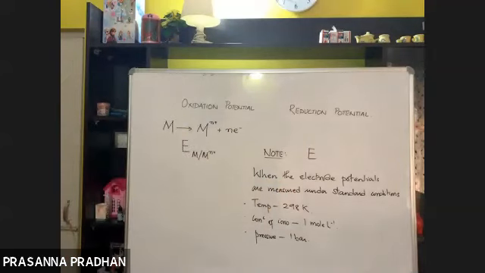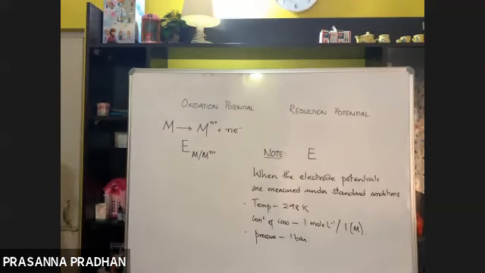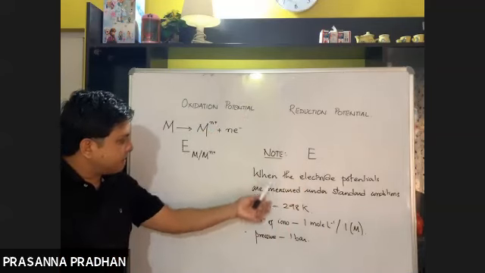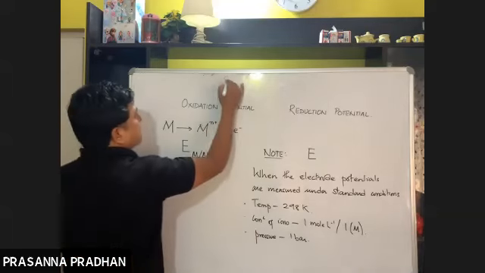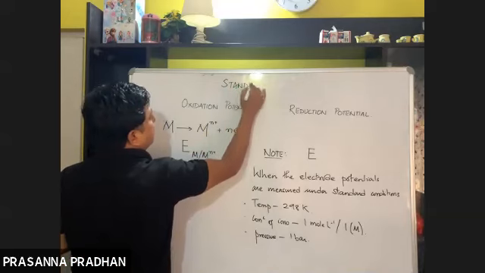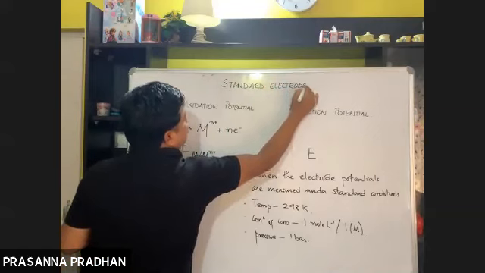So when the electrode potentials are measured under these conditions, a temperature of 298 Kelvin, a concentration of ions of 1 mole per liter, or 1 molar, and if there are gases, a pressure of 1 bar, the electrode potentials measured under these conditions are known as your standard electrode potentials.